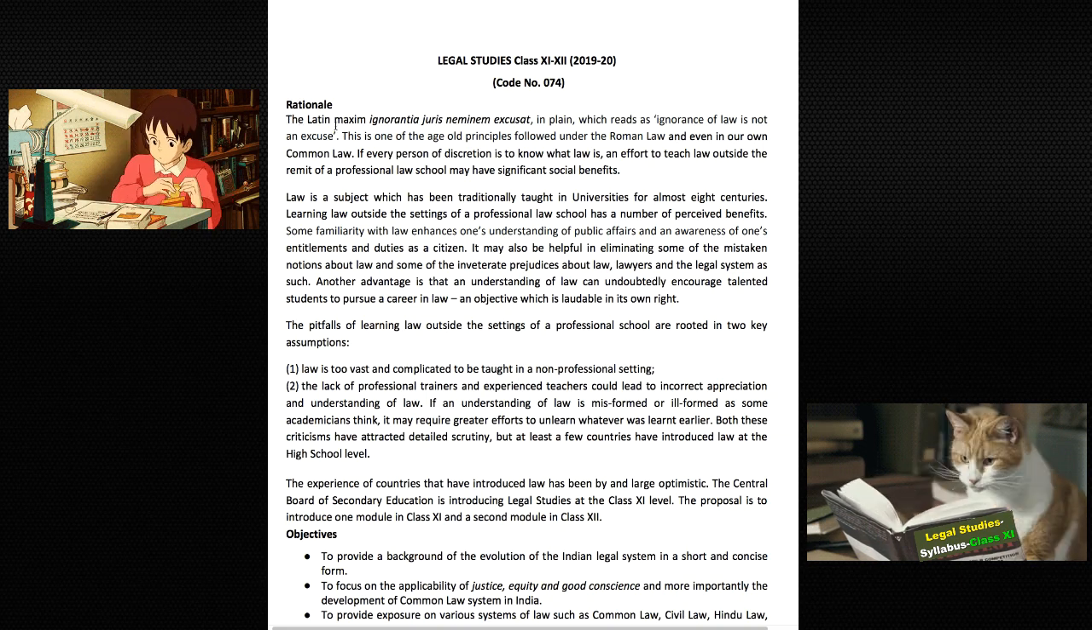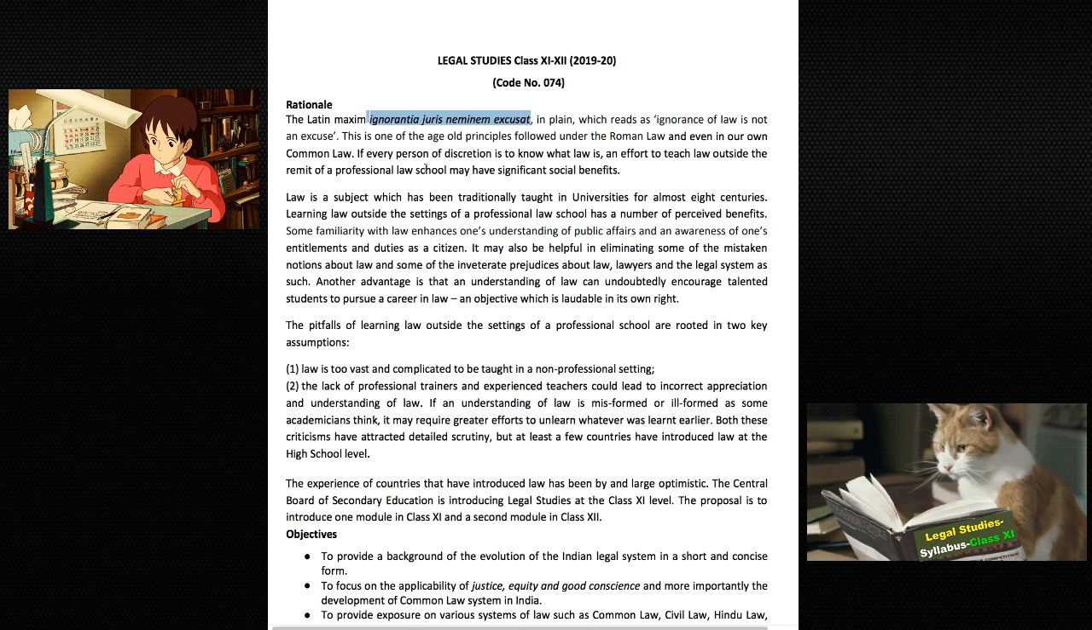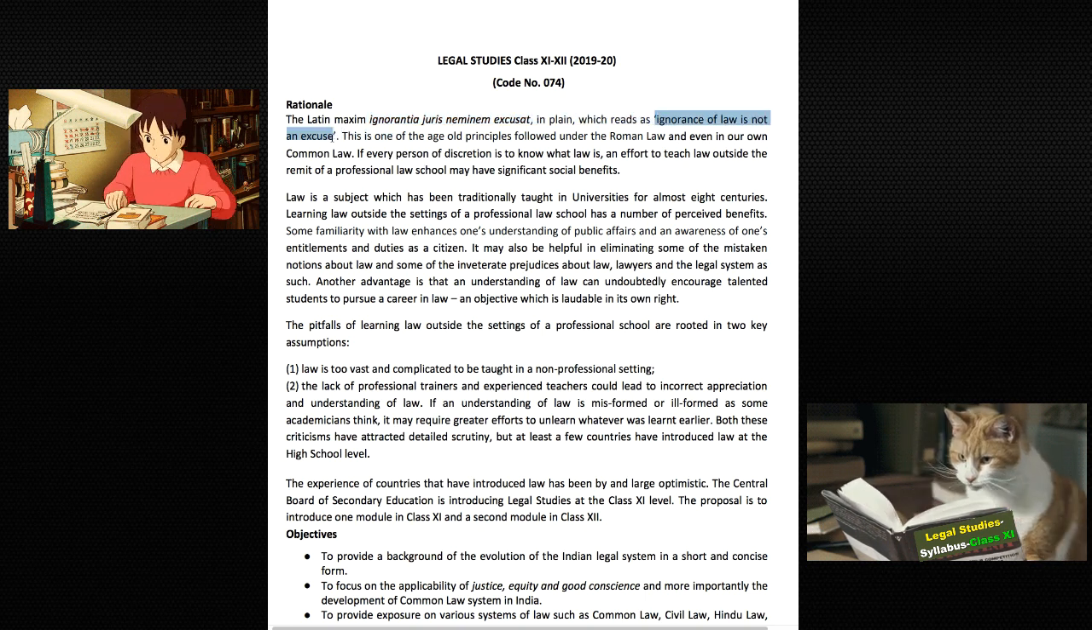See, the first sentence starts with a Latin maxim basically, ignorantia juris neminem excusat. Though its pronunciation is a little difficult, even I don't know the exact pronunciation, but don't worry or bother about the pronunciation, rather check out its English meaning. What does it mean? That ignorance of law is not an excuse.